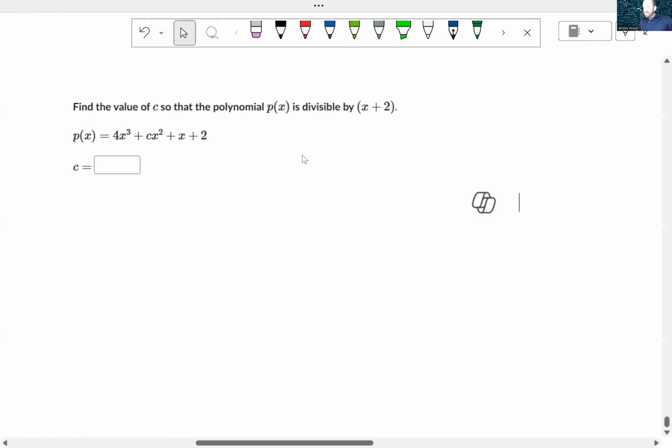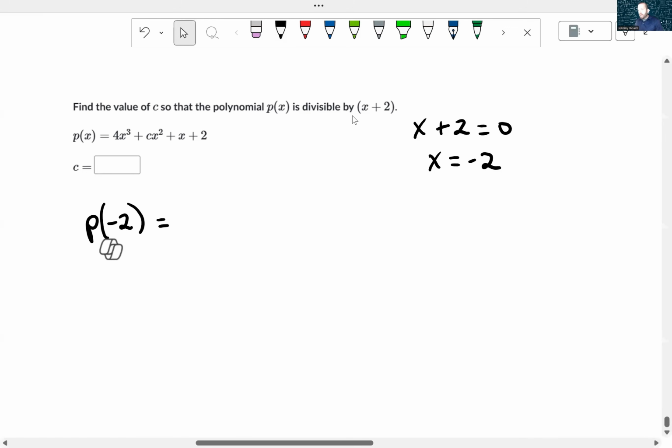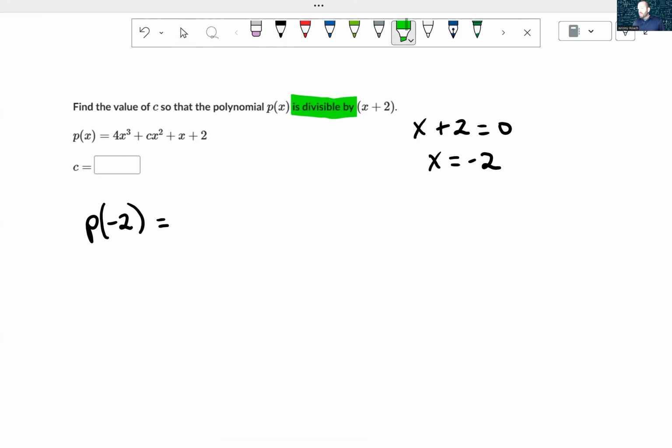So if we set the x plus 2 equal to 0, you get x equals -2. Now we can say p of -2 equals, and we're going to put in -2 for all of this. It says so that it is divisible by x plus 2. Okay, so this is some key information, the way that it's phrased, so that it is divisible by. That means there's no remainder.